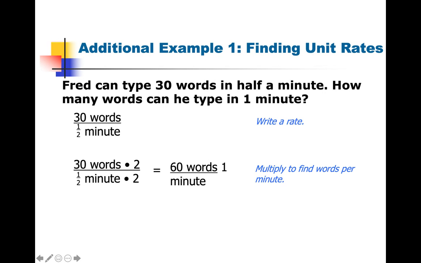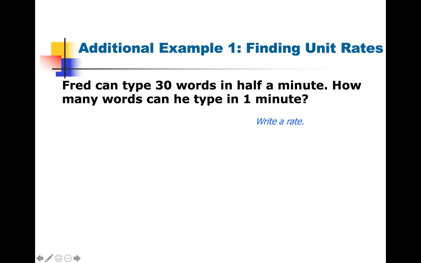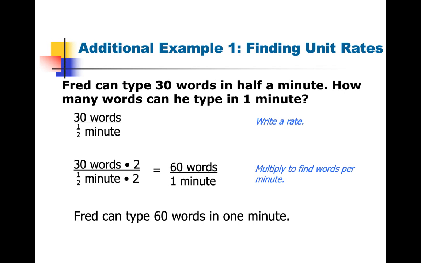I know to get half a minute to become 1 minute, this 1 should be down here, so I apologize. In order to make that happen, I need to be able to multiply 1/2 by 2, because that gives me 1, and 30 by 2, which gives me 60. So if Fred can type 30 words in half a minute, then he can type 60 words in 1 minute. Okay. So I believe I fixed that glitch. So here we go. Again, Fred can type 60 words in 1 minute.